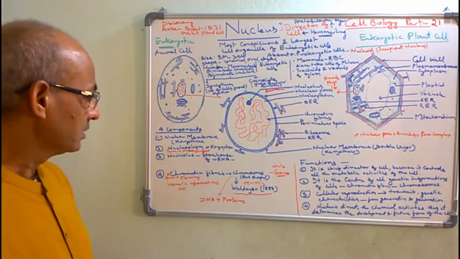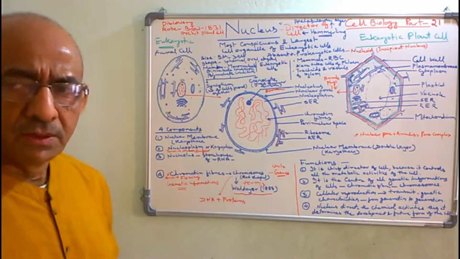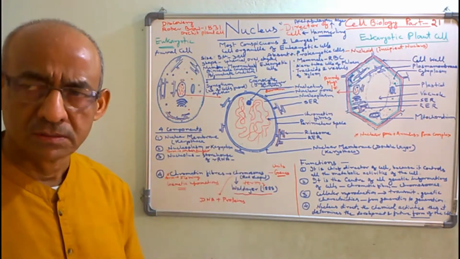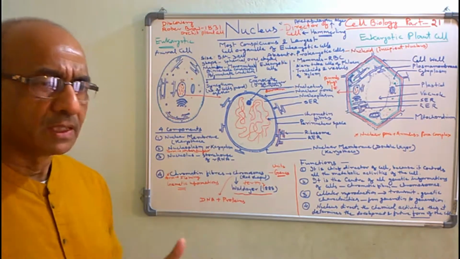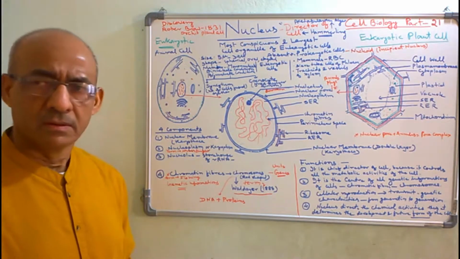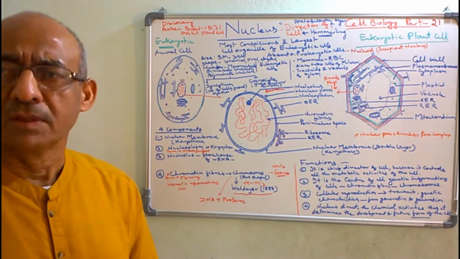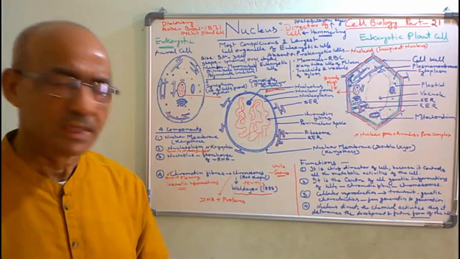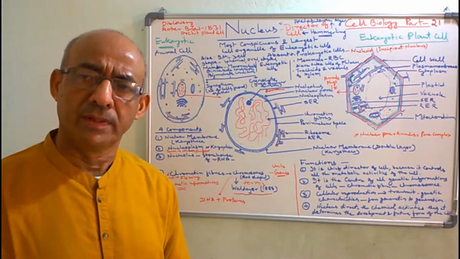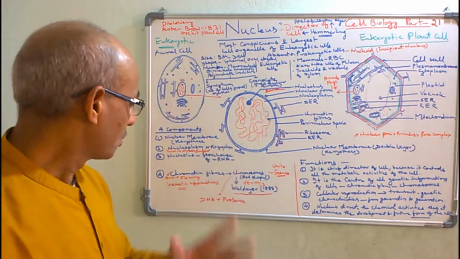Now we will discuss chromatin fibers. Just I told you that in the nucleoplasm there are a number of thread-like, fiber-like structures. There is a network of fiber-like structures. They are chromatin fibers. Here you should know these chromatin fibers are nothing but genetical material. At the time of cell division, they become dense and rod-shaped. In that case, they are called chromosomes.